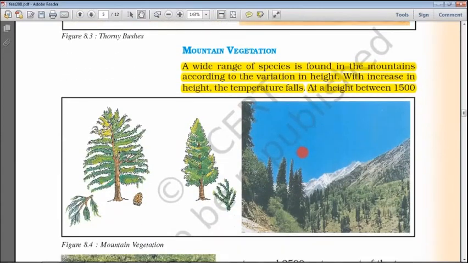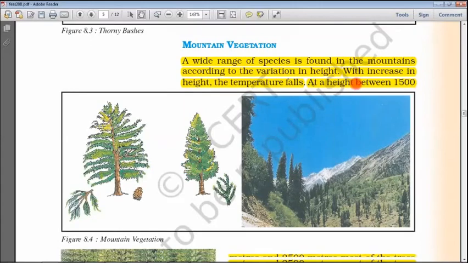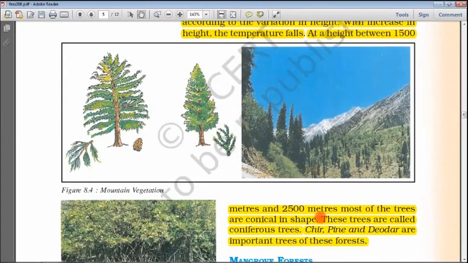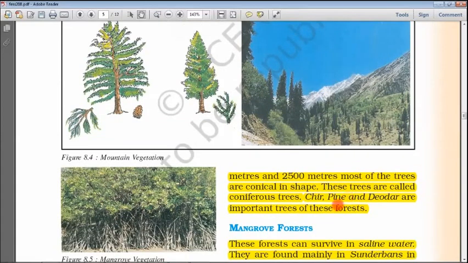In the mountains, it depends on the height. With increasing height, the temperature falls. So this decreasing temperature will impact the type of vegetation that is there in these mountainous regions. At a height of 1500 meters to 2500 meters, the trees will have a conical shape, and these trees are called coniferous trees. Examples of the trees in this region are chir, pine, deodar, etc.